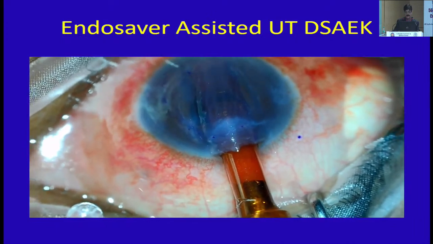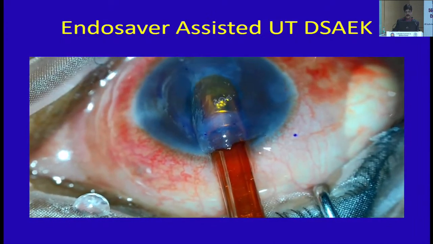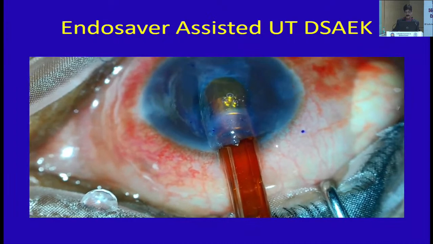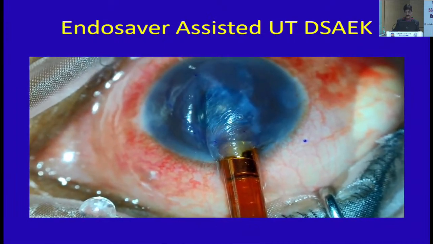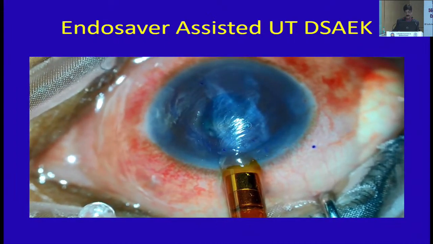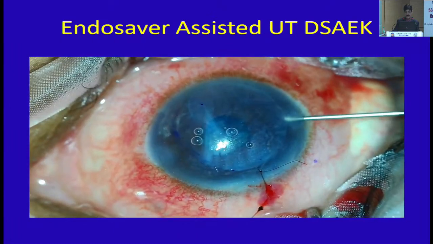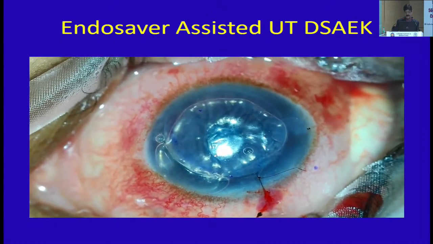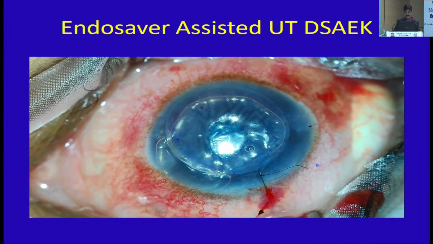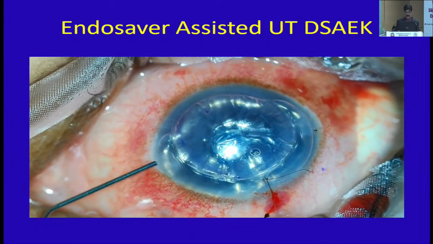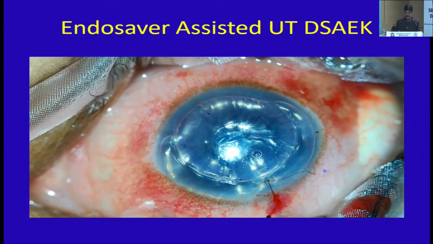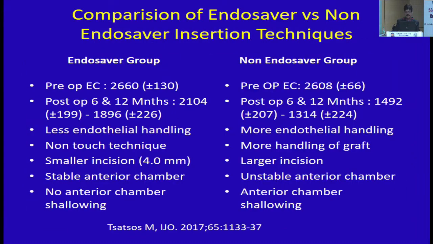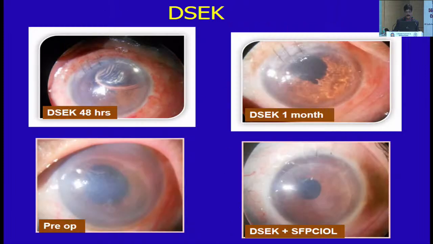After that, we keep very low irrigation and insert this tissue into the anterior chamber. Now you can see that because of the very thin tissue, the recoil capacity of the tissue is less. So we have to make the AC, and then air injection is done, and finally the procedure is completed. There are several studies which have shown that the endosaver gives better endothelial cell count and has ease of use.